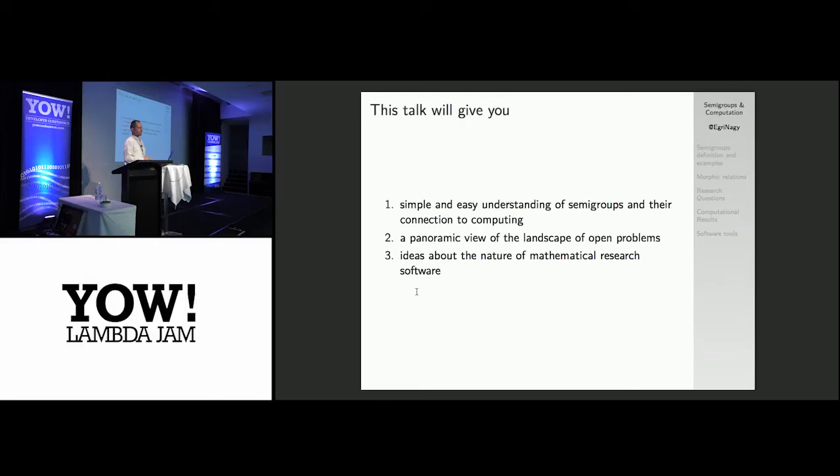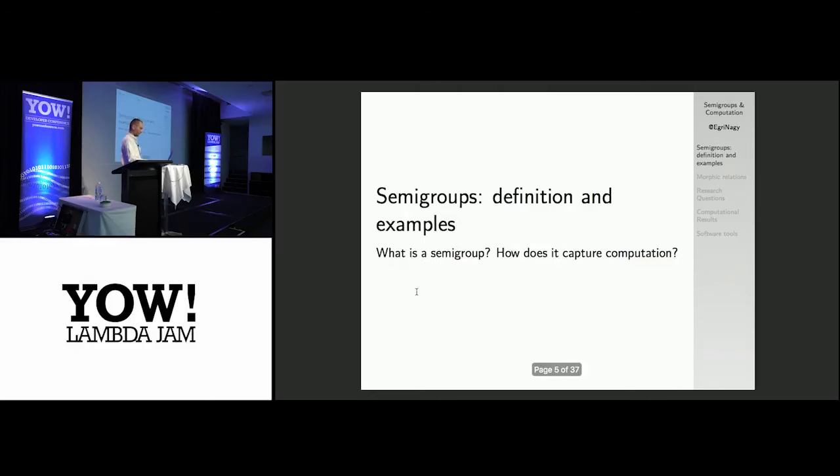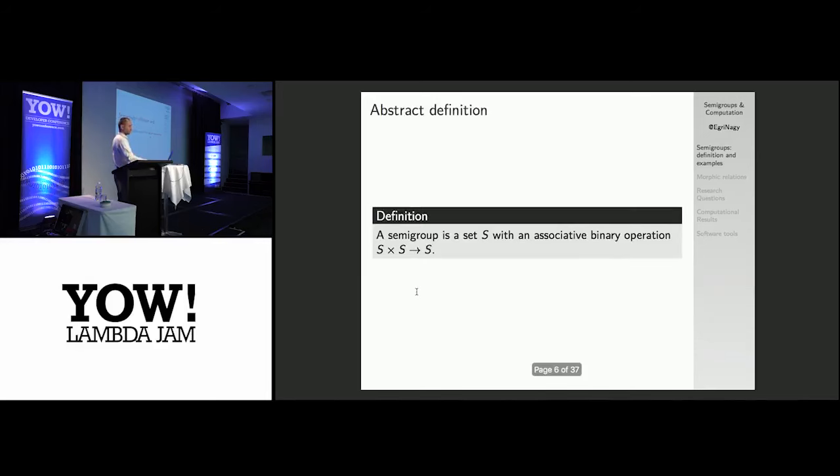And one of the key ideas here is that you should also get a sense of what the open problems are that we are working on, and also some ideas about the nature of mathematical research software. So first, what's a semigroup and how does it capture computation?